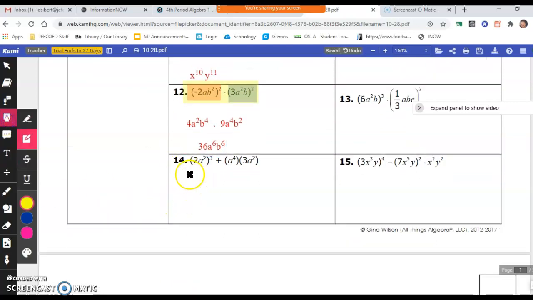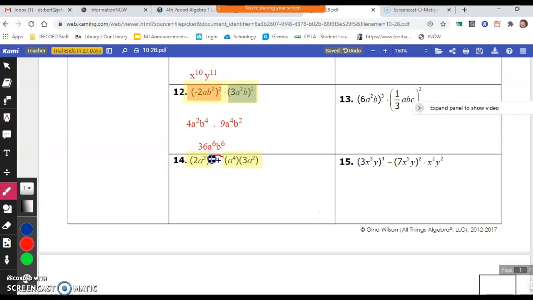All right, we've got the power rule. We also have over here, what does it mean when you got two parentheses next to each other? Multiply, that's going to be the product rule. And then what sign do we have right here in the middle? Addition sign. So that potentially means if we have like terms, we can combine them. Okay? All right, so look real quick right here.